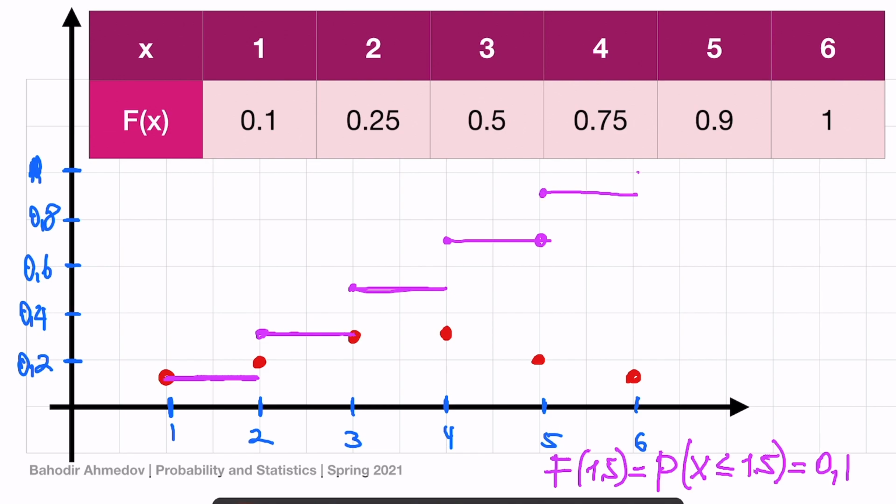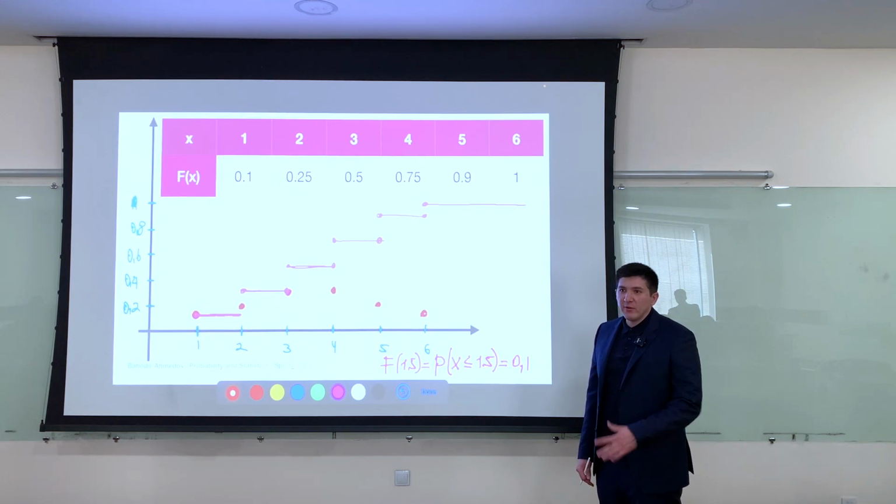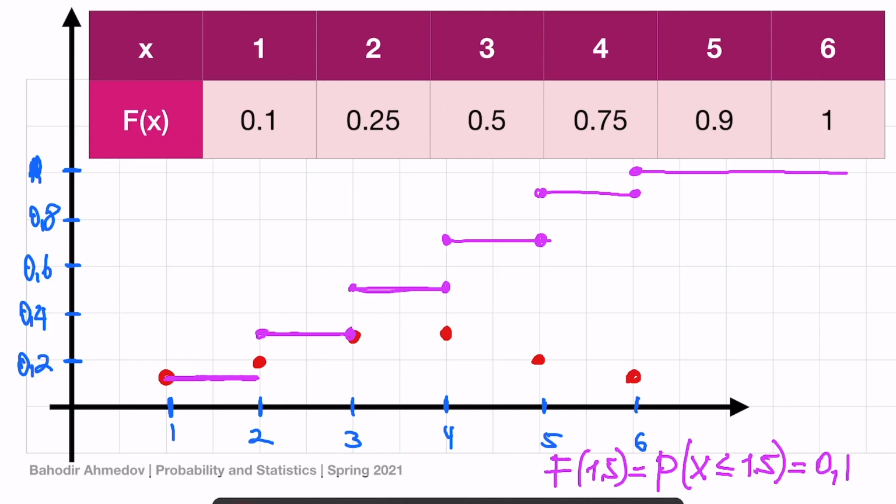And from 6 to infinity, it is simply going to be equal to 1. This is the graph of the CDF. Because, for example, if I say, what is F of 7? You're going to tell me this is 1. F of 9 is 1. F of 11 is 1, right? So for any value greater than 6, the cumulative distribution function simply equals 1. So this is an important property.